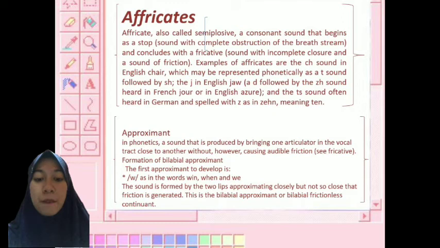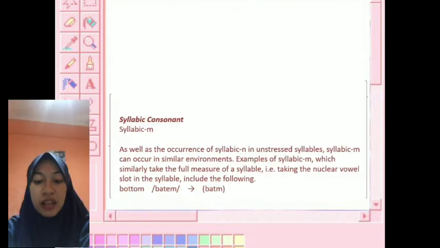This means, therefore, that there are no English words ending with the sound Y. Next, the formation of the alveolar approximant. The final approximant is R, as in red, run, and rugby. The sound is formed by the blade of the tongue approximating closely to a position near the alveolar ridge. Consequently, it is known as an alveolar approximant or alveolar frictionless continuant. It only occurs in syllable initial position in British English.